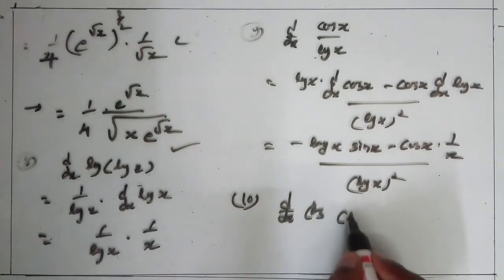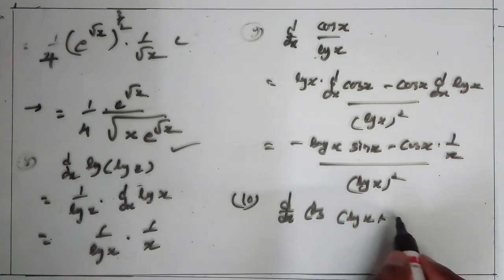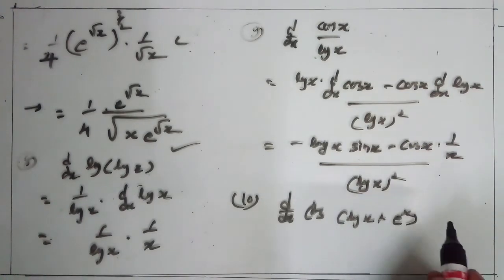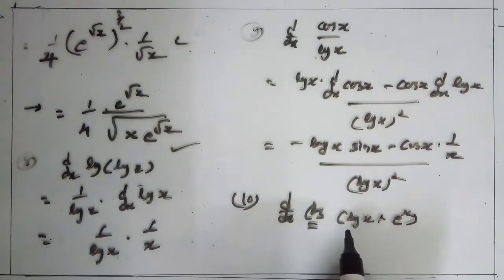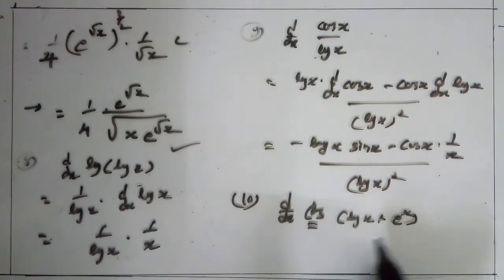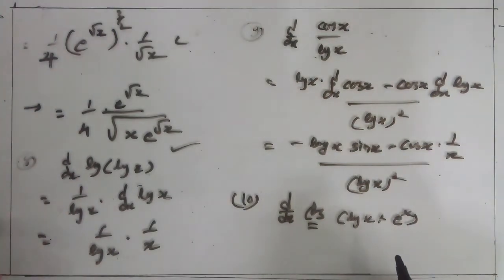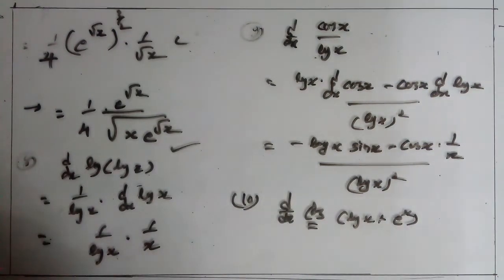Similarly, in question number 10, find the derivative of cos(log x plus e^x), for x greater than 0. First, the derivative of the cos function, into the derivative of log x plus e^x. Here we apply the working rule for the derivative of a sum of two functions. Just try to solve this question yourself. Now the remaining topics we will discuss in the next lecture.